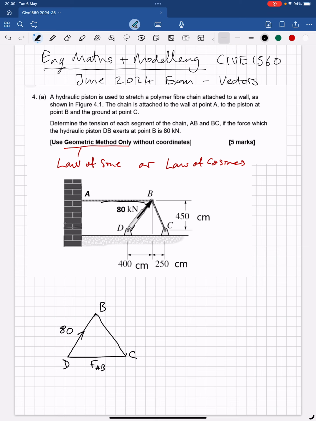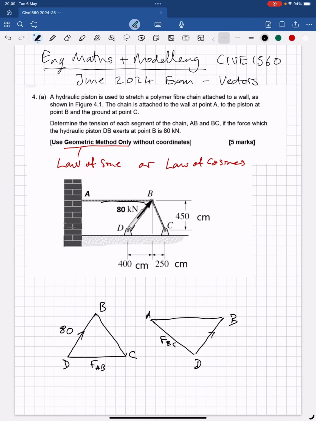We could sketch this in a slightly different way. We could say, well, we've got our 80. Let's draw AB along here, and we do a line up at the same angle. There's a few ways of labelling this. I'm going to label this with DB as the known, because that's the known, and we'll call this A. So we've got AB along the top, and then this one represents BC.